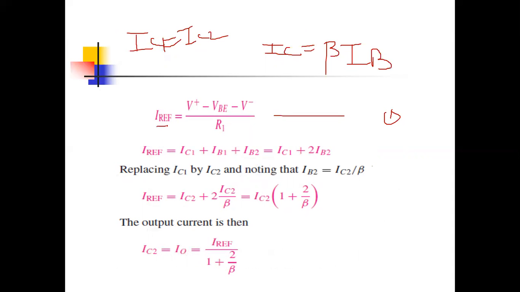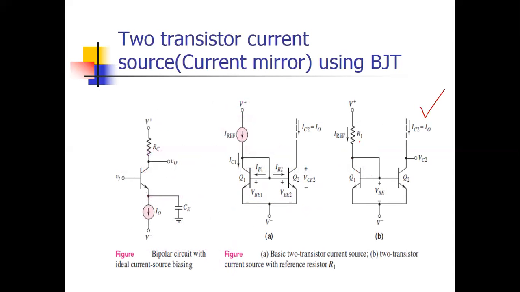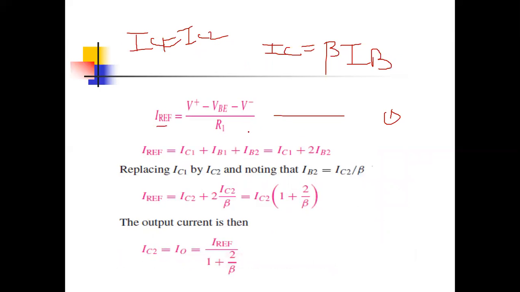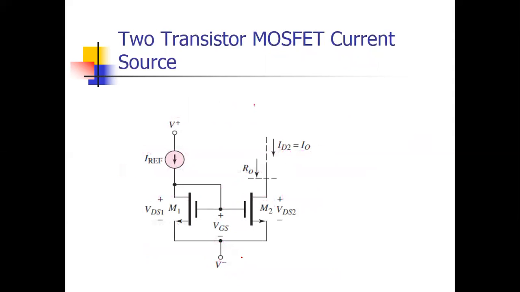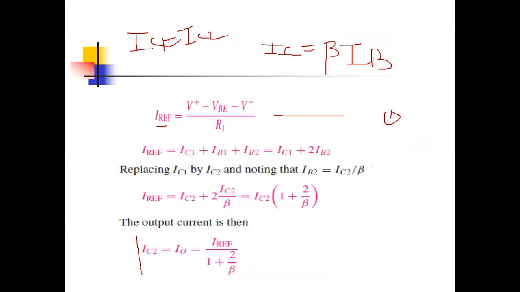Because I reference in the one part we have already calculated. But now we want to calculate I naught. Then we will see whether both are same or not, because it's a current mirror. So IC1 is replaced by IC2 and IB2 is replaced by IC2 by beta. Now take IC2 common, so it is IC2 times 1 plus 2 by beta. Now IC2 from this equation will be I reference upon 1 plus 2 by beta, and that IC2 equals I naught.